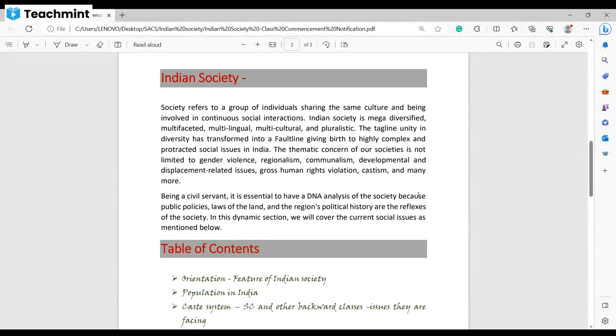So the most important concerns of our society are not limited to gender violence, regionalism, communalism, developmental issues, displacement related issues, gross human rights violation, or casteism. Rather, there are many more social issues which are involved. So as a civil servant, you have to do a DNA analysis of Indian society, because public policies, laws of the land, and a region's political history are all reflections of Indian society.